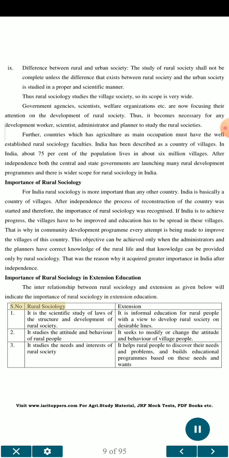S. No. Rural sociology. Extension. 1. Rural sociology is the scientific study of laws of the structure and development of rural society. Extension is informal education for rural people with a view to develop rural society on desirable lines. 2. Rural sociology studies the attitude and behavior of rural people. Extension seeks to modify or change the attitude and behavior of village people. 3. Rural sociology studies the needs and interests of rural society. Extension helps rural people to discover their needs and problems and builds educational programs based on these needs and wants.